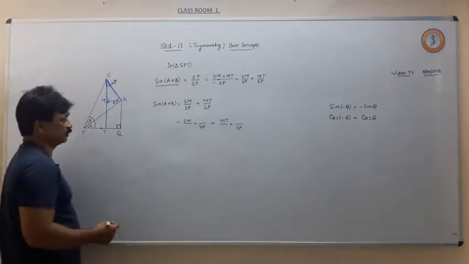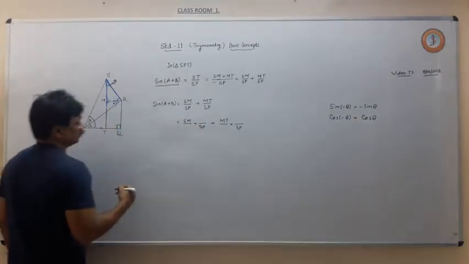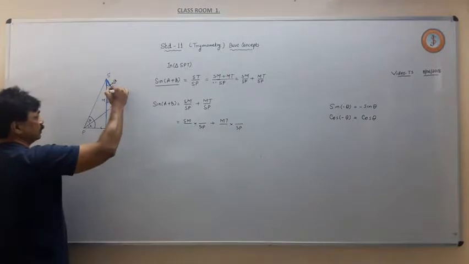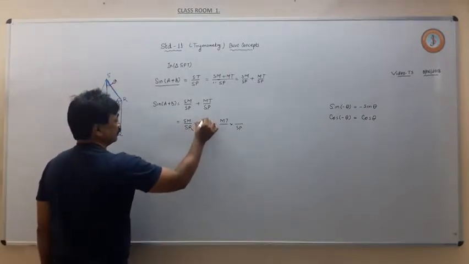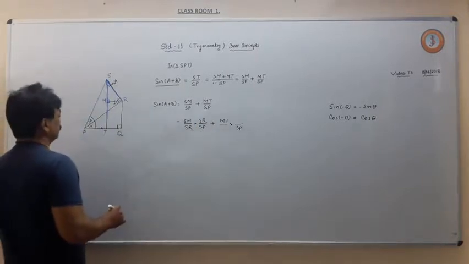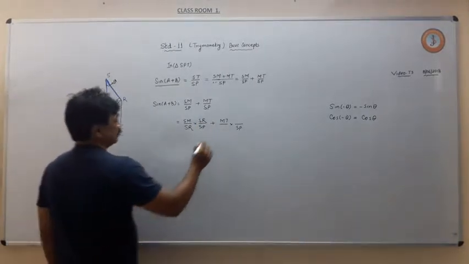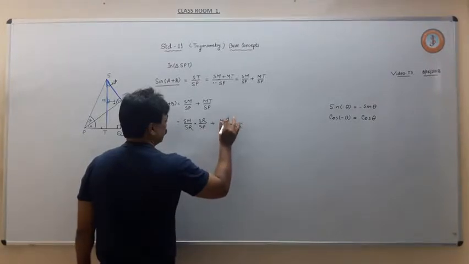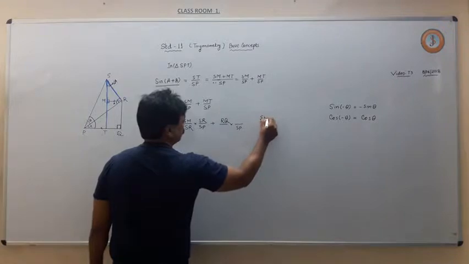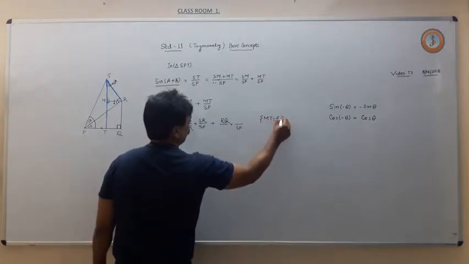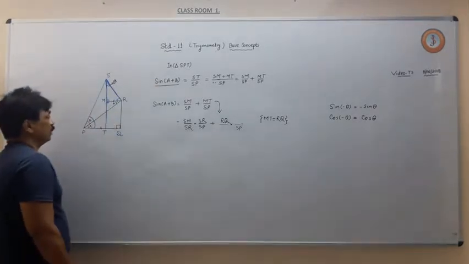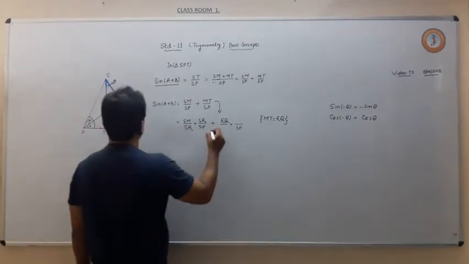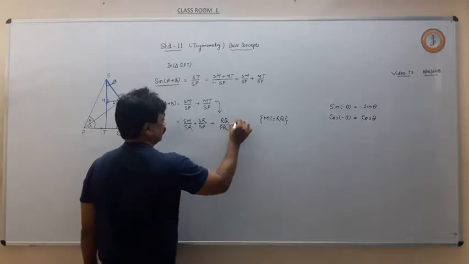Now let me take SM by SP. So we have SM over here, I multiply it by SR here and SR here. Now I have MT. Instead of MT, I can write RQ. Why? MT is equal to RQ. Now have a look, how did I change? I put RQ instead of MT. So now RQ, I multiply it by PR here and PR here.